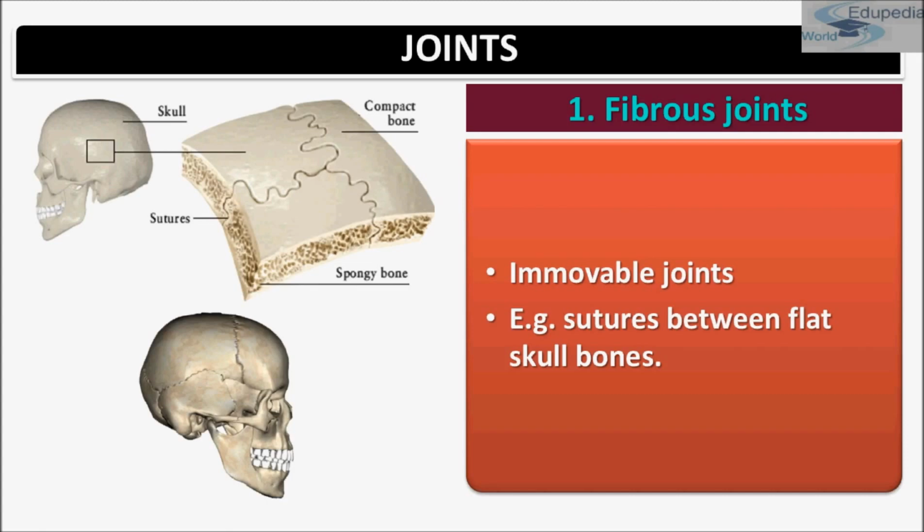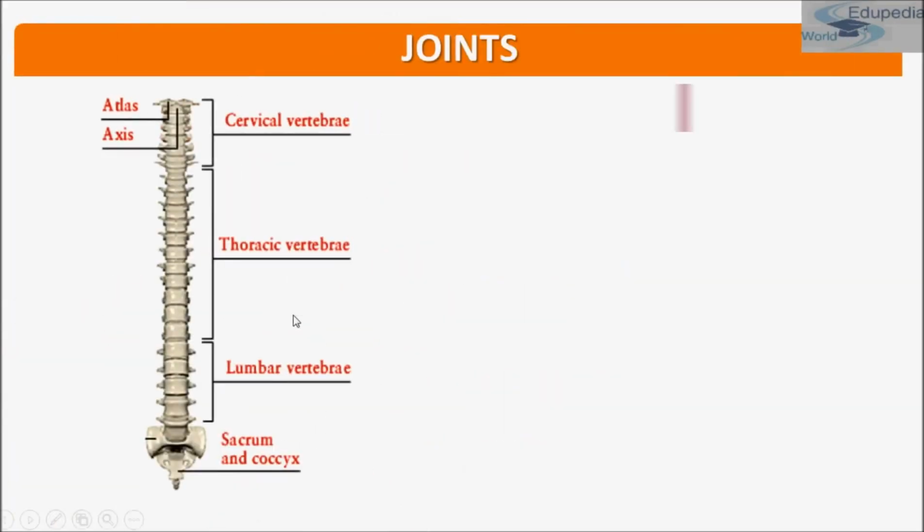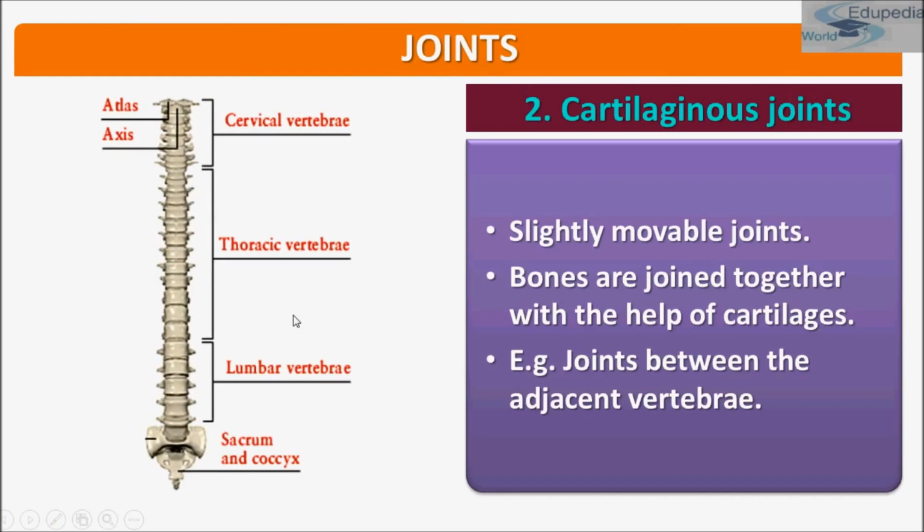Now comes your cartilaginous joints. Cartilaginous joints occur where the connection between articulating bones is made up of cartilage, for example, between vertebrae in the spine. See, these are the vertebrae of the spine, and these are the intervertebral discs of the vertebrae. From 1 to 7 they are cervical vertebrae. From 8 to 12, they are 12 in number.